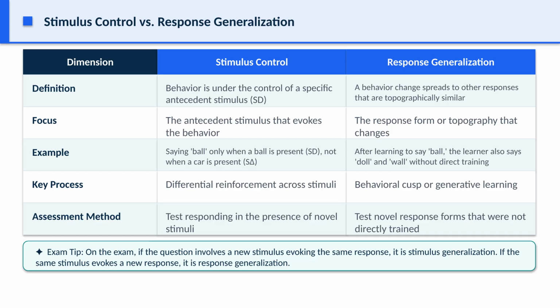The critical process for stimulus control is differential reinforcement across stimuli, shaping precise antecedent-behavior relations. For response generalization, it's a behavioral cusp enabling generative learning. On the exam, you might assess stimulus control by testing whether the behavior occurs only with a trained stimulus, whereas response generalization is evaluated by presenting untrained but similar response forms. Understanding this difference helps you design interventions that either narrow stimulus control or expand response repertoires.